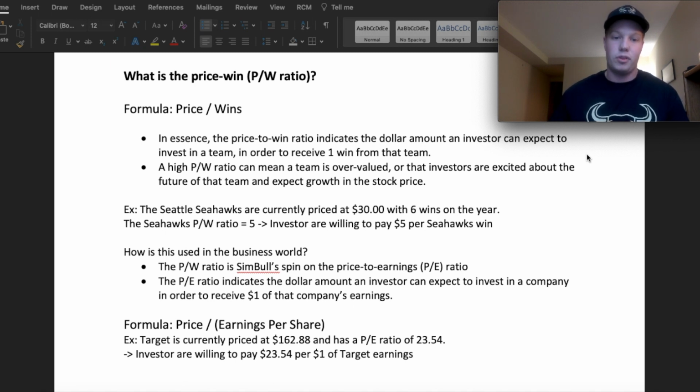So a simple example: the Seattle Seahawks are currently priced at $30 with 6 wins on the year. The Seahawks price to win ratio is 5, meaning investors are willing to pay $5 per Seahawks win.